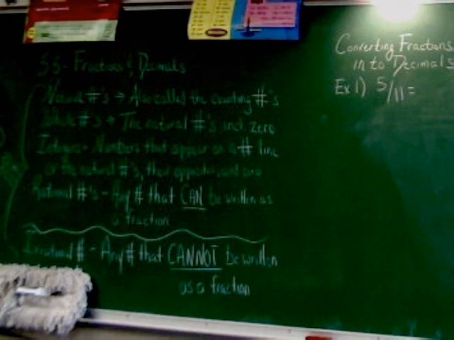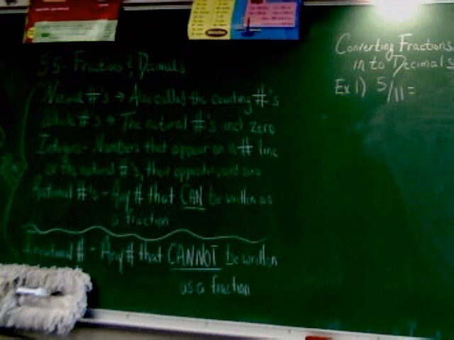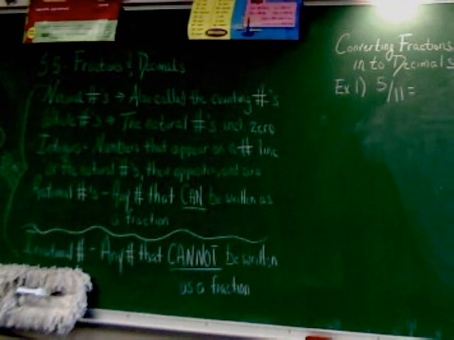Integers, you know what integers are by now. Integers, two different definitions I give you, 2 for the price of 1. Numbers that appear on a number line, or the natural numbers, their opposites and 0.